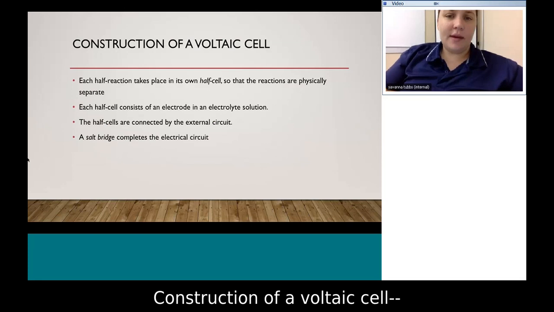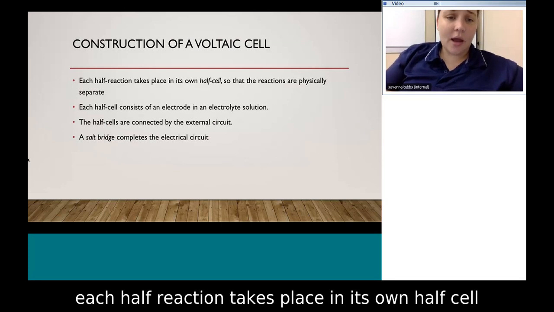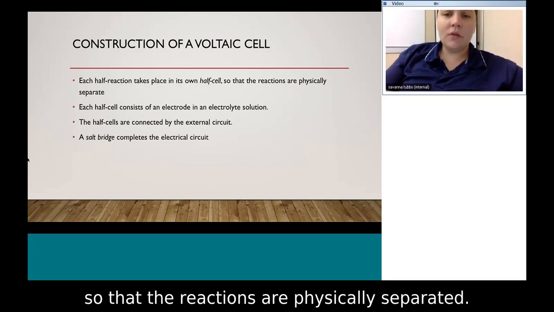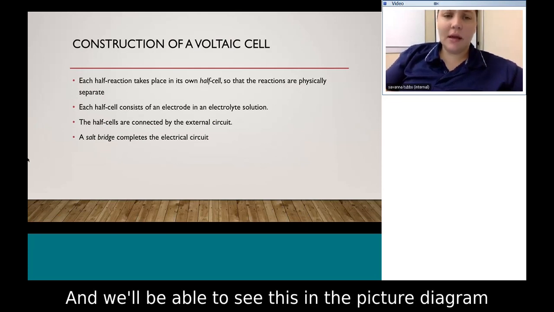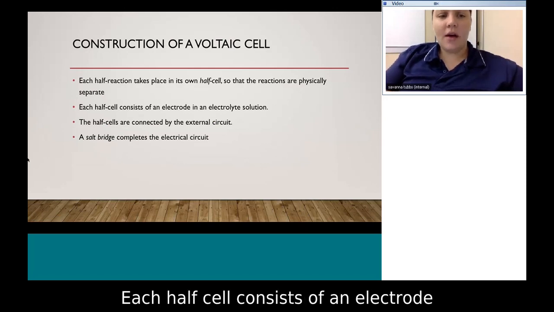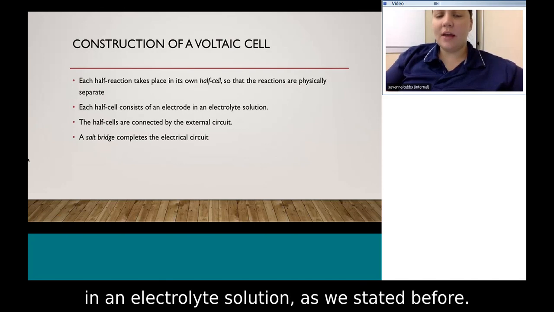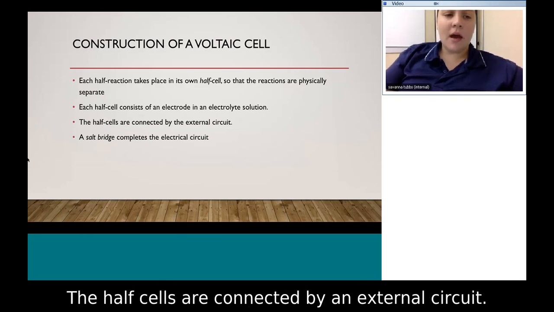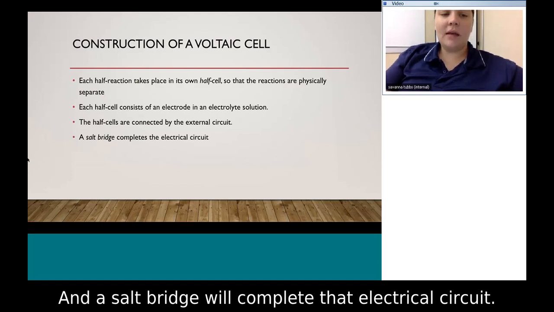Construction of a voltaic cell. Each half reaction takes place in its own half cell, so that the reactions are physically separated. And we'll be able to see this in the picture diagram on our next slide. Each half cell consists of an electrode and an electrolyte solution, as we stated before. The half cells are connected by an external circuit, and a salt bridge will complete the electrical circuit.